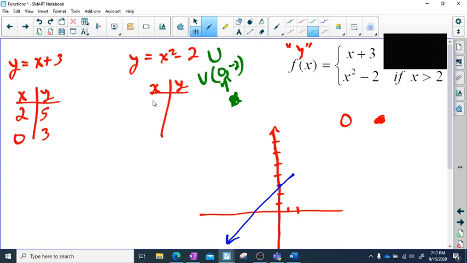Let's start with the boundary number. Now students will get confused here and say, you already used 2 over here. I understand that, but I still have to put it here as well. The difference being this time I'm going to represent it with an open circle. 2 squared is 4. 4 take away 2 is 2. Pick one more number. Let's go with 3. 3 squared is 9. 9 take away 2 is 7.